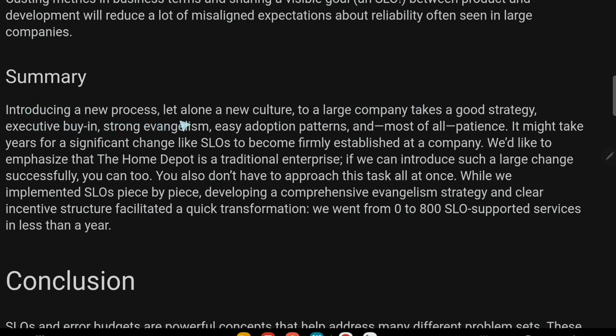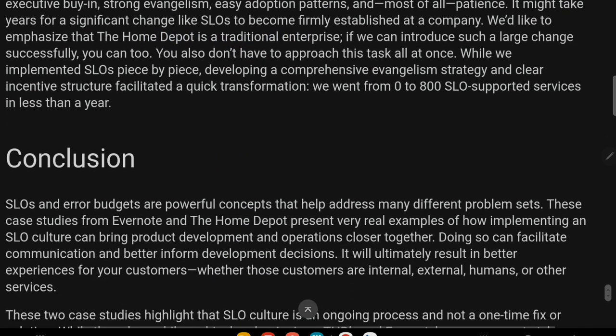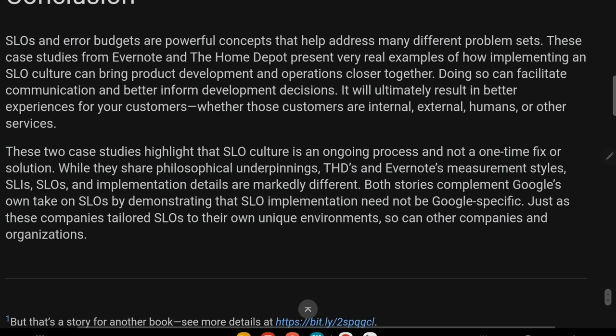Introducing a new process, let alone a new culture to a large company, takes a good strategy, executive buy-in, marketing, evangelism, adoption patterns, and most of all, patience. It might take years of significant change like SLOs. Okay, it's a little bit tiring. The general concept is good.